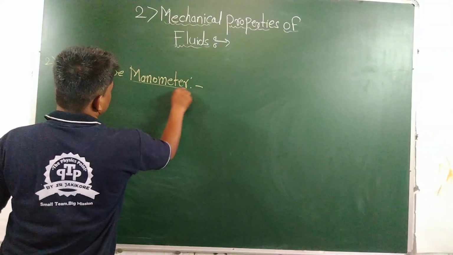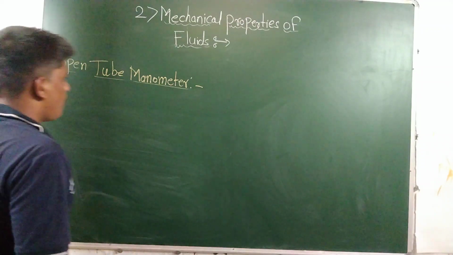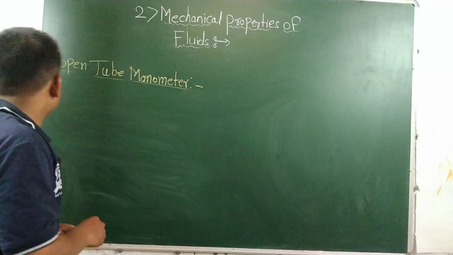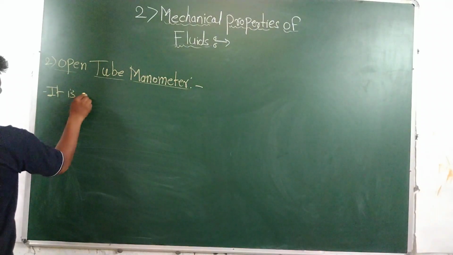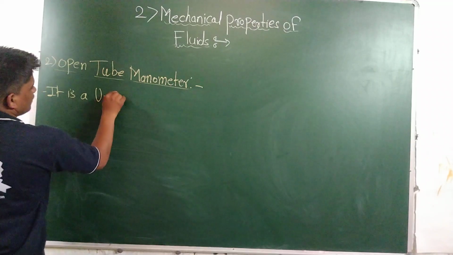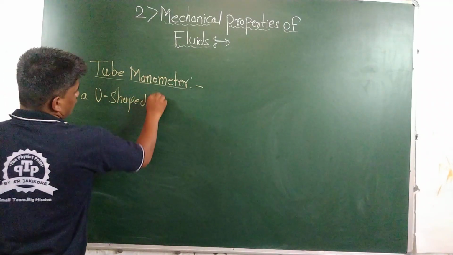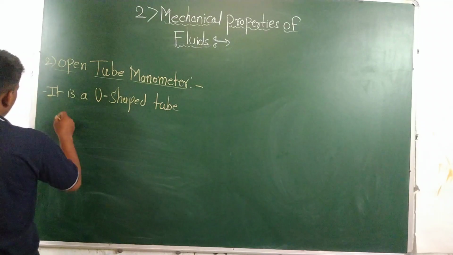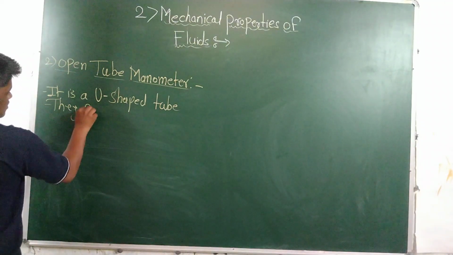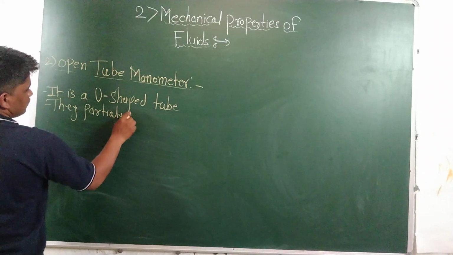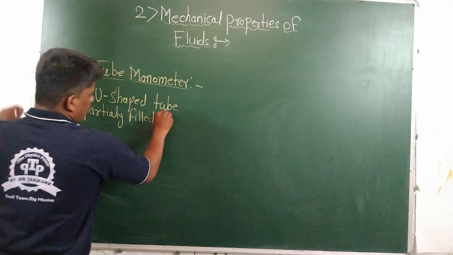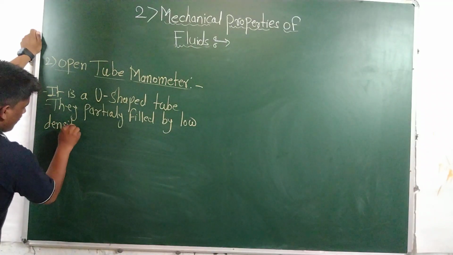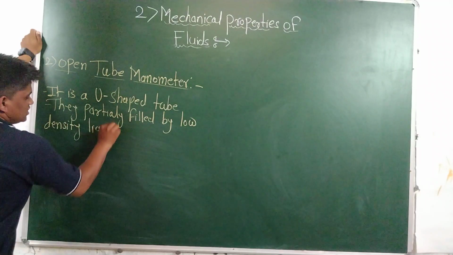Open tube manometer, the second instrument which is used to measure pressures. It is a U-shaped tube, a U-tube, and it is partially filled by low density liquid.